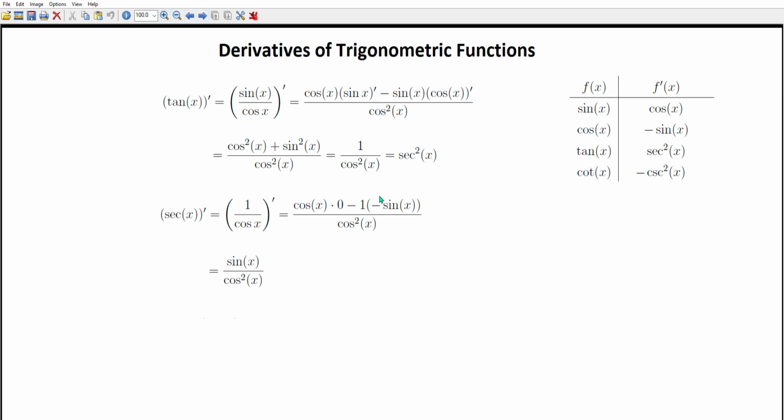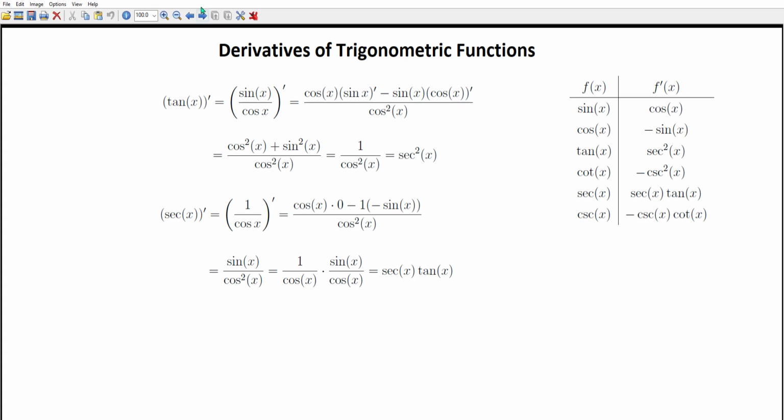And that works out to be sine x over cosine squared x, which we rewrite as 1 over cosine x times sine x over cosine x. That's secant x. This is tangent x. So the derivative of secant is secant x tangent x. And I'll tell you that the derivative of cosecant x is minus cosecant x cotangent x.